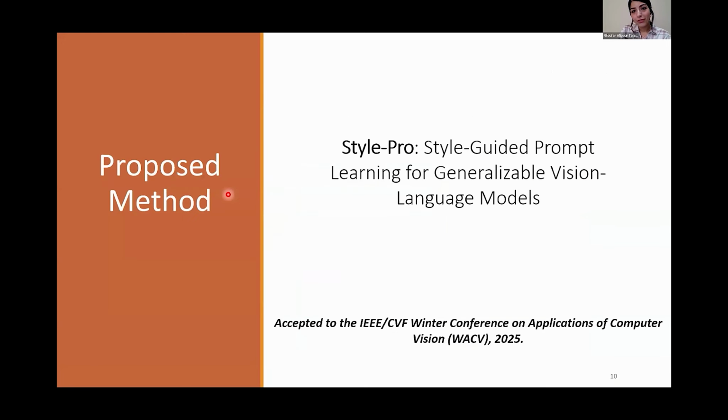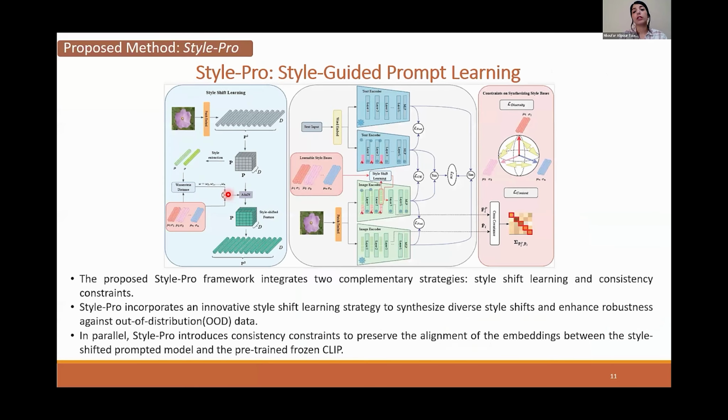Actually, to address this overfitting problem, here I would like to talk about StyleProp, one of my recent works. In this work, we are trying to address the problems that we talked about: the domain shift problem and the overfitting problem. In this work, we propose two main approaches to address this problem. One of them is utilizing consistency regularization, and the other one is style shift learning.